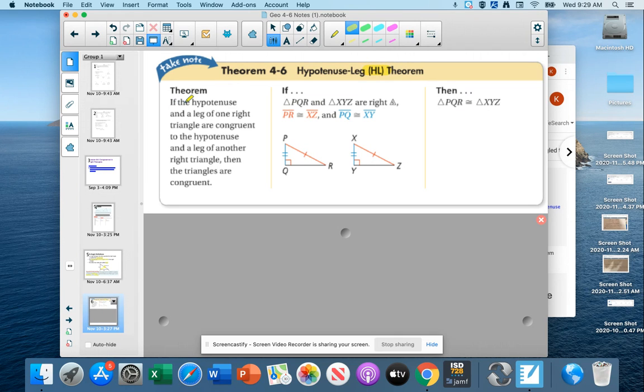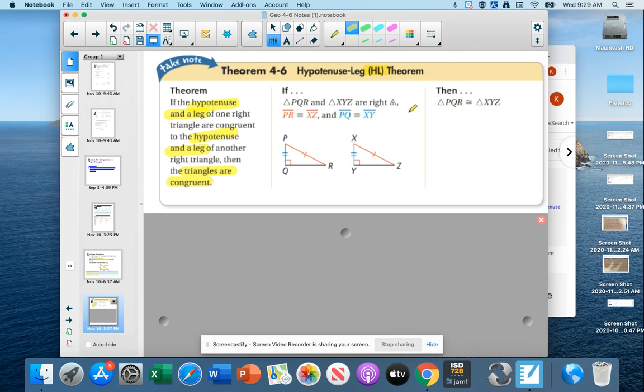And what this is saying is if we know the hypotenuse and a leg of one right triangle are congruent to the hypotenuse and a leg of another right triangle, then we know those two triangles are congruent.